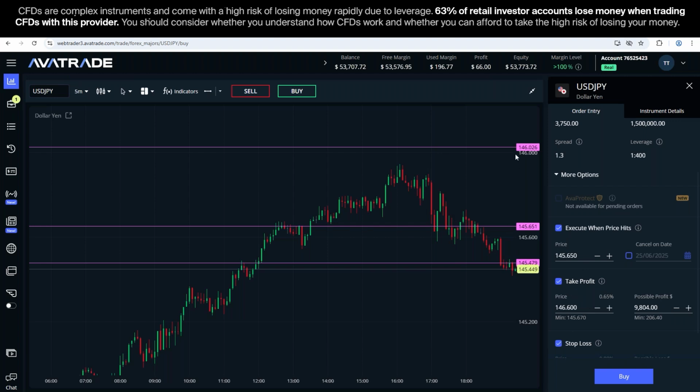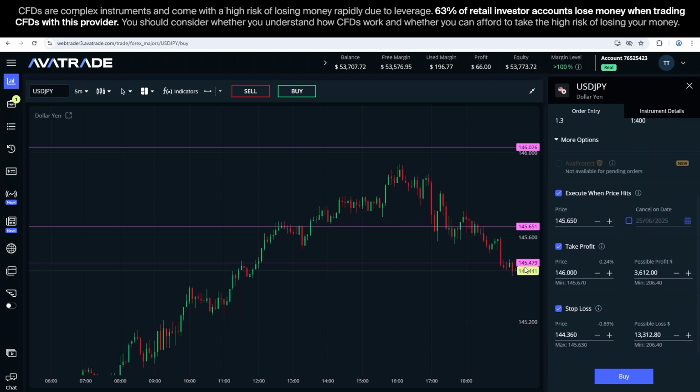And then the take profit would be up here at 146.02. So let's go 146 even, just before that resistance. So that would be 146 right here. And the stop loss then would be back down about where it is now. So 145, let's say 45.